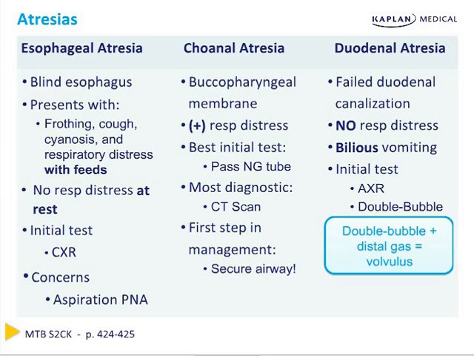There is one thing that you should think of, and it's either going to look like triple bubble or basically double bubble plus distal gas. Now when that happens, that's not duodenal atresia. Don't be tricked by double bubble sign with distal gas. If you see that, you should think volvulus, which is discussed in the second GI lecture.